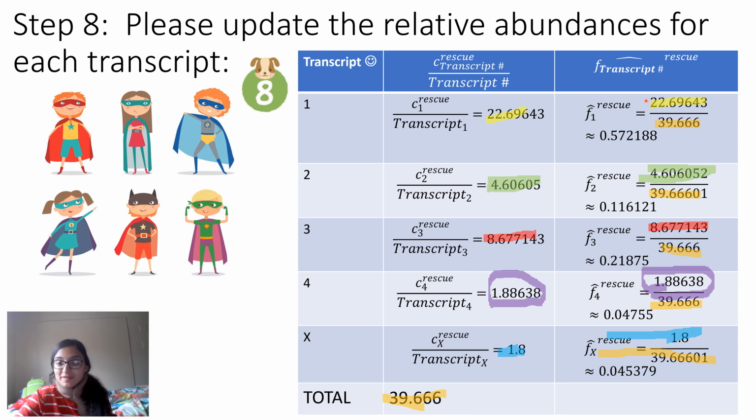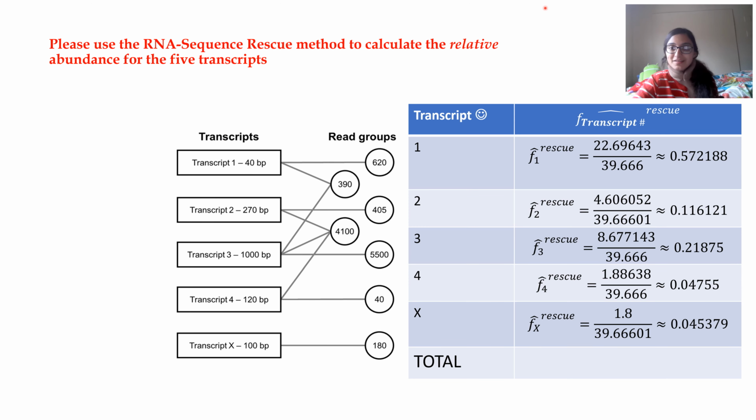So that's how we get these values. These are the updated values, so now they're scaled again. These are the updated rescue values we got, and this is how we can update the relative abundances for each transcript. So all in all, when we're asked to use the RNA rescue method to calculate the relative abundances for these 5 transcripts, these are the values that we have gotten using expectation maximization, one iteration. That's how we can go about and solve this problem, and I hope this has made more sense to you.